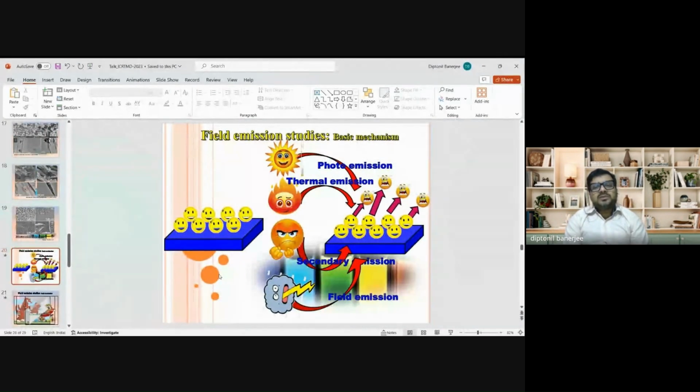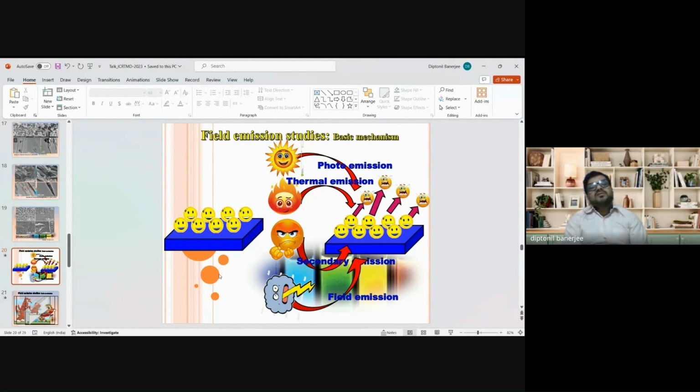Now, from the very beginning, CNT is proved to be a very good cold cathode emitter. And what is cold cathode emission? We know that there are 4 particular techniques by which the electron can be taken out from the material surface. First, by applying the energy in terms of photons, what we call photo emission. Second, when we apply the energy in terms of heat, we call it thermal emission. Then by impacting with electrons with higher kinetic energy, we call it secondary emission. And lastly, by applying the field emission, that is by applying the electric field.